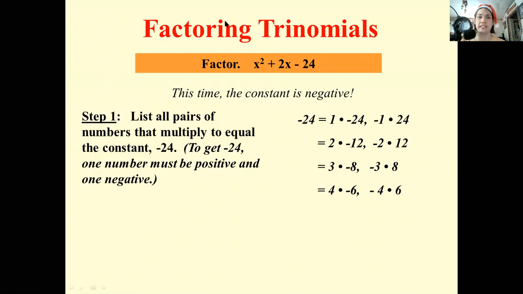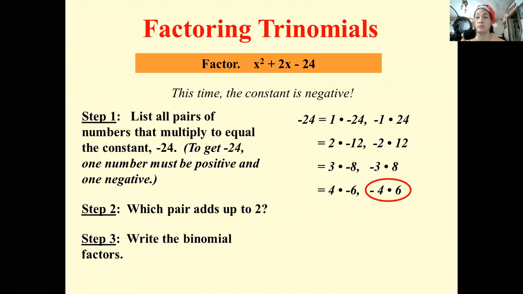Okay, so please take down note of that. The factors that will satisfy the conditions, or which pair adds up to 2? Yes, that's negative 4 and 6. So write the binomial factors, so we can have x minus 4 and x plus 6. Therefore, the factors of x squared plus 2x minus 24 is equal to x minus 4 and x plus 6. Very easy, right?